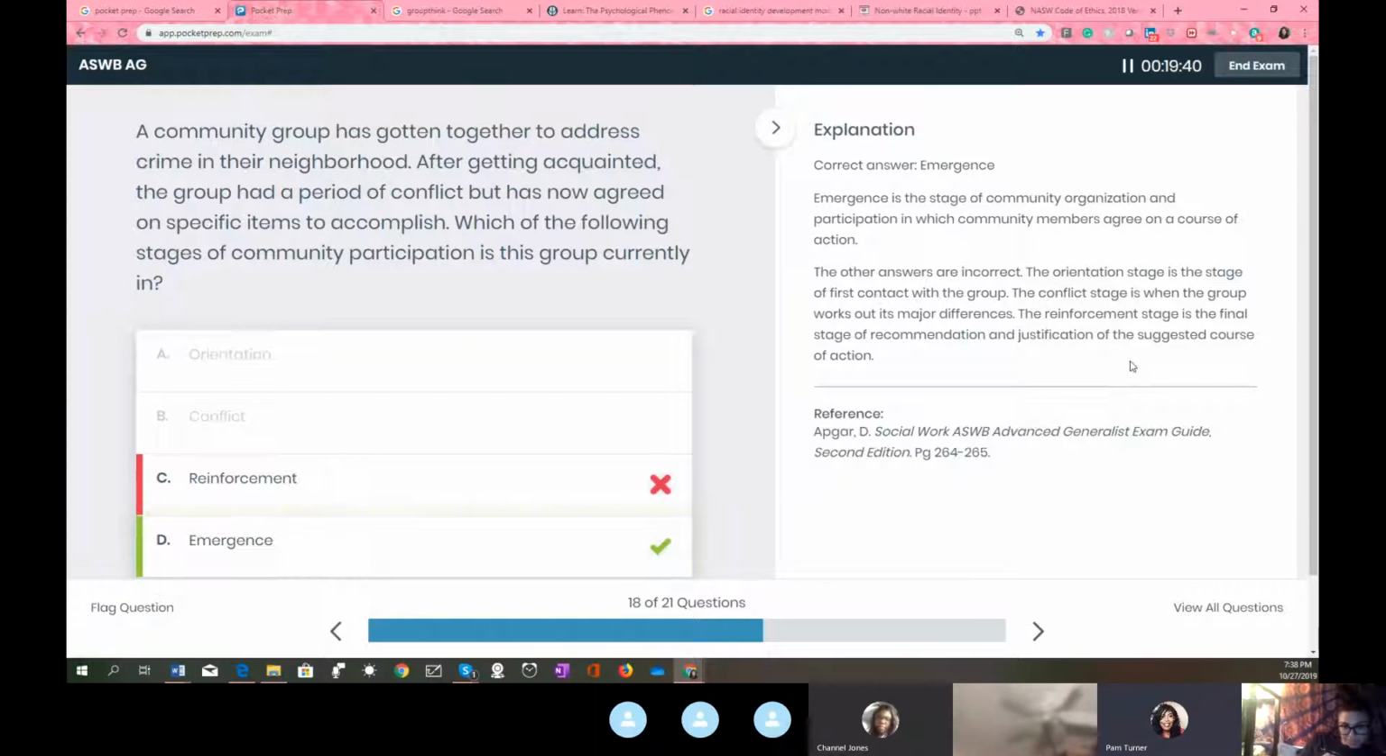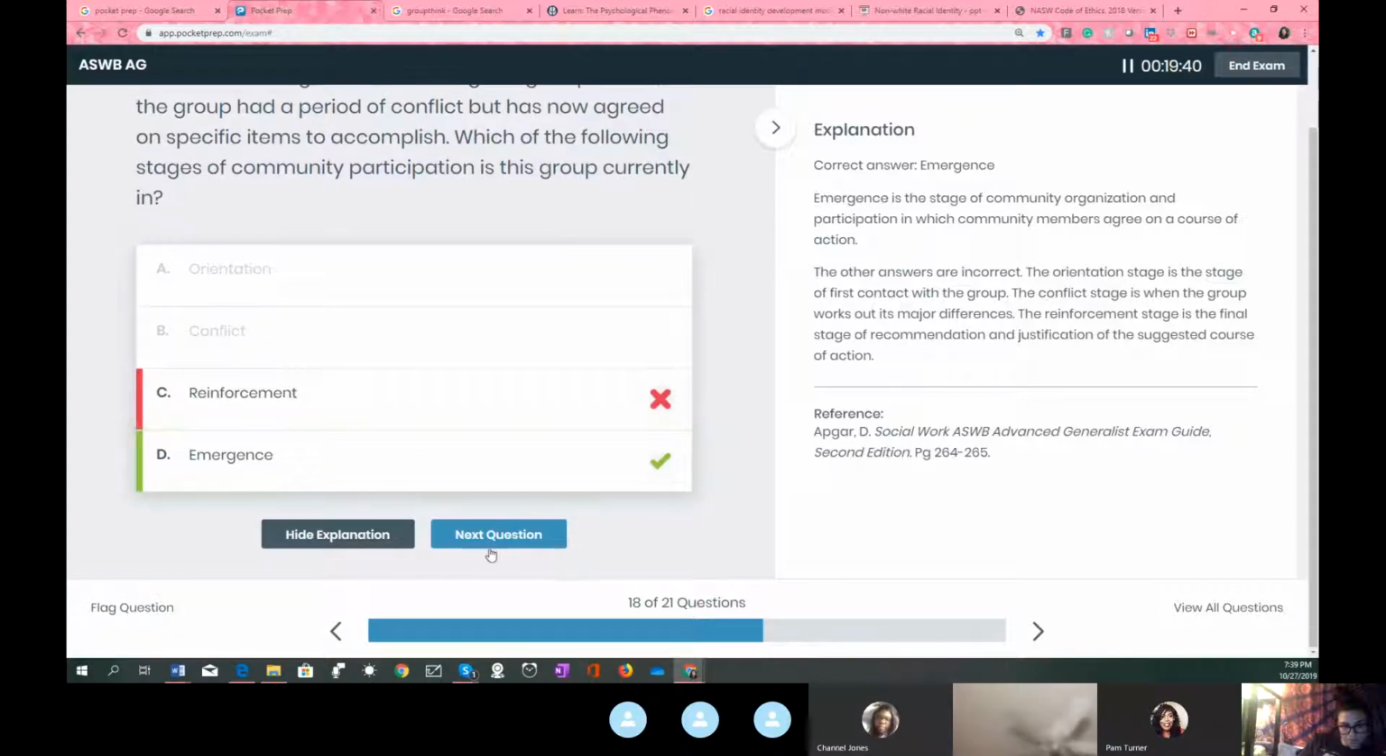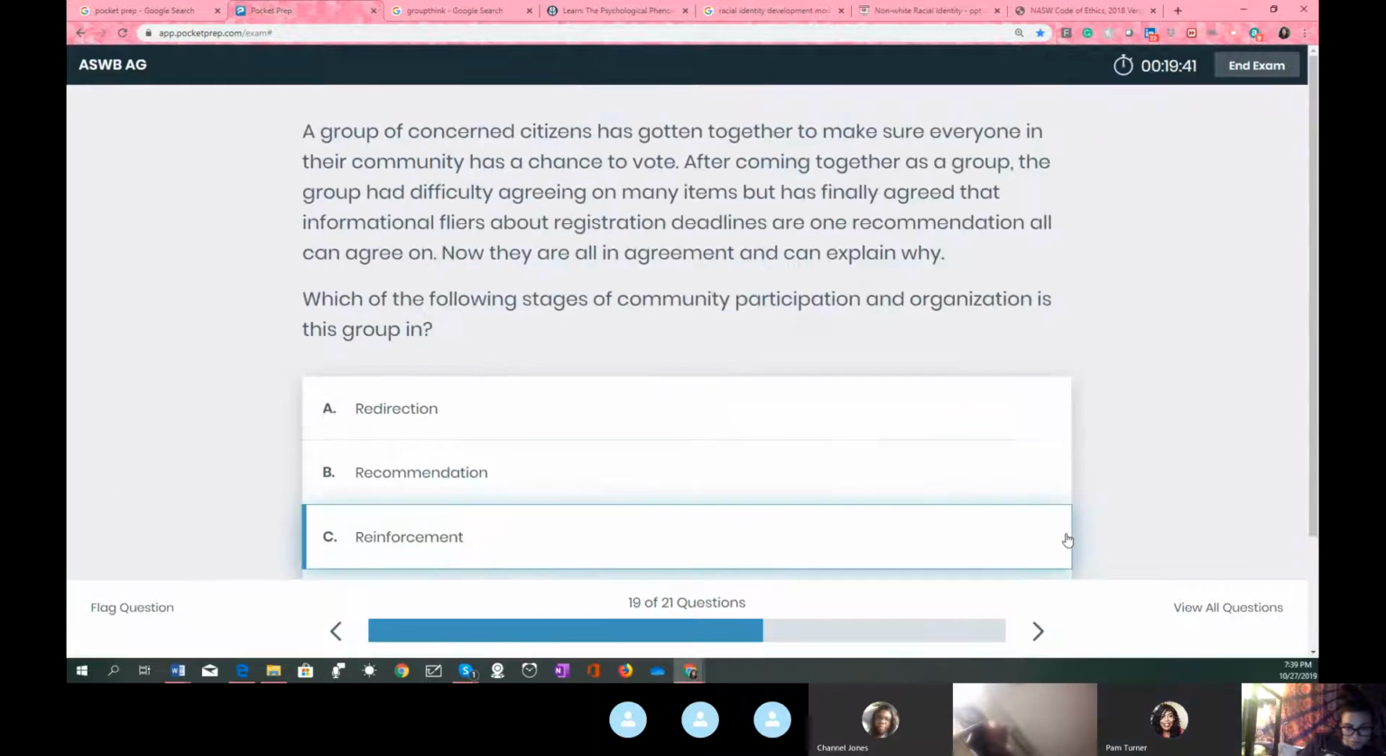They're going to come out. That's the stage of community organization and participation. The community members agree on a course of action. Emerge means to come out. If you've ever had a baby or seen anyone have a baby, when the head comes out, it's emergence. We talked about it when it comes to racial diversity, when you figure out who you are and you're coming out, that's emergence. Okay, that's the definition of the word. That's all that means.